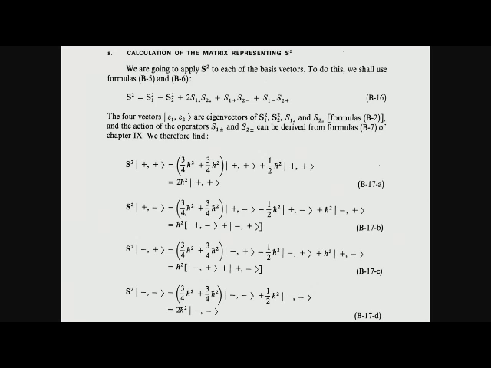Since now I'm making a very big jump forward, because I don't want to exhaust you and I don't want to exhaust myself.